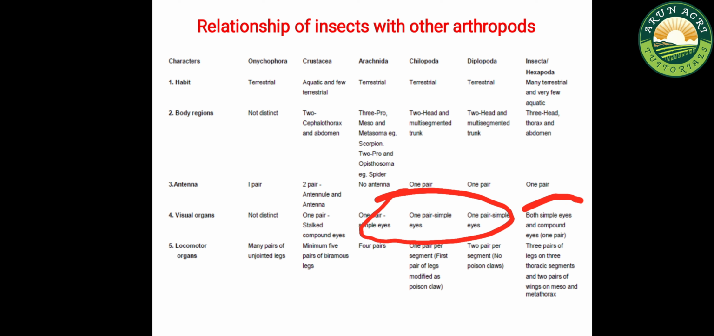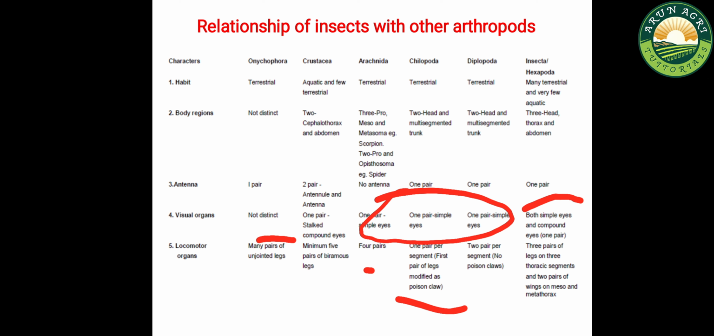Okay, and locomotor organs. Of course, legs are present in all the classes. In onychophora, of course, many legs are there, but they are unsegmented or unjointed. To be frank, an arthropod is the organism which has jointed legs, but that is not so here. Next, crustacea has 5 pairs of biramous or branched legs, and in arachnida there will be 4 pairs of legs. In Chilopoda there will be one pair of legs per segment, and the first pair of legs is modified into a poisonous claw. Next, Diplopoda usually have 2 pairs of legs per segment, but there is no poisonous claw.